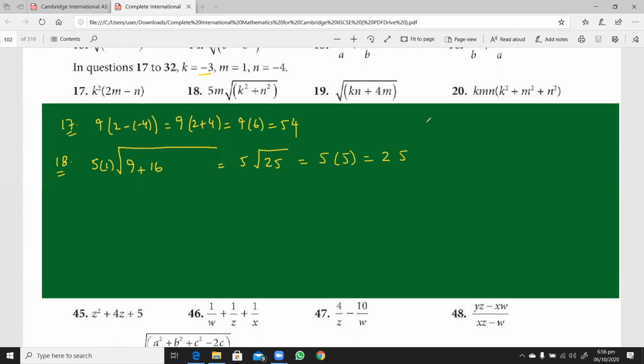Good students always know the squares of the first 20 numbers. You must know the squares of the first 20 numbers and the cubes of the first 6 numbers at least, okay? Try to learn them by heart. Squares and the cubes. Okay. So you try this 19th and the 20th questions.